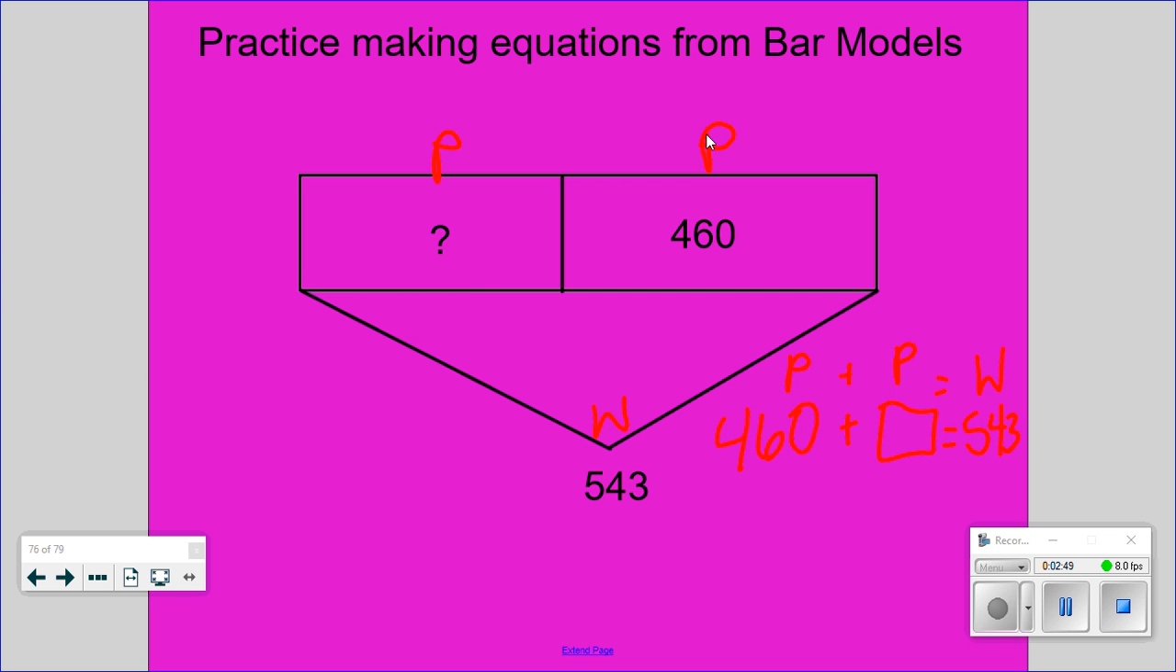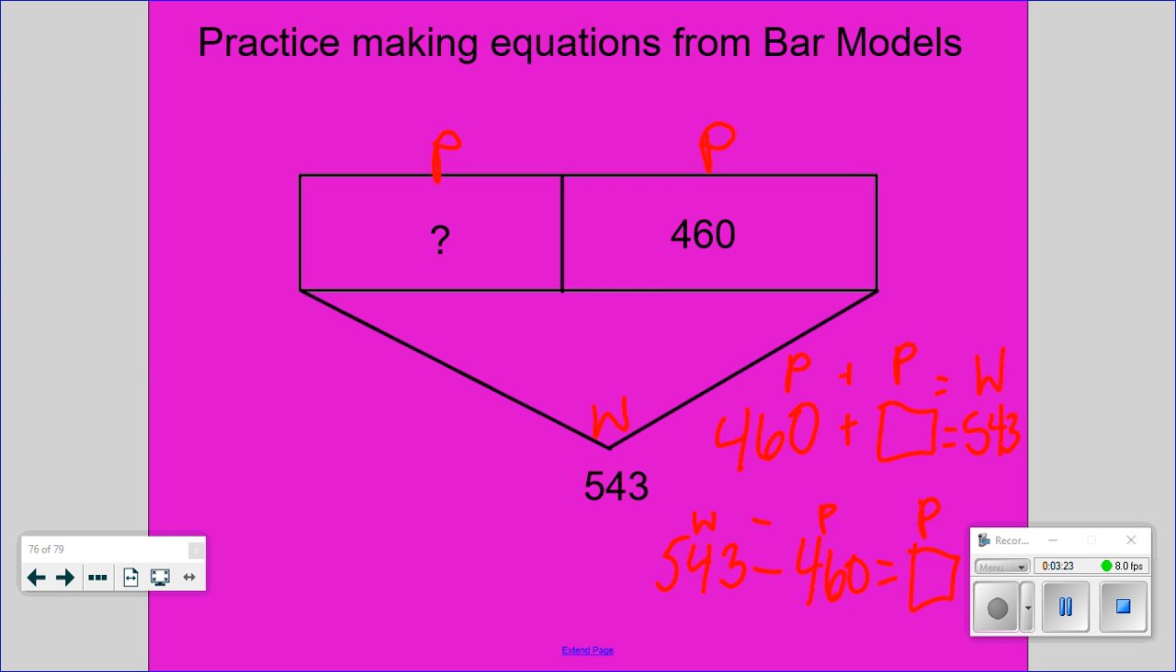What is another equation that you could make? Scarlett? All right, 543, which is my whole, minus 460, which is my part, equals question mark, which is my part. Go ahead and write down that equation.